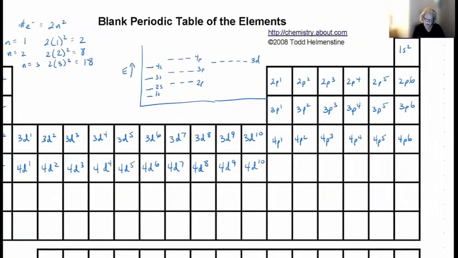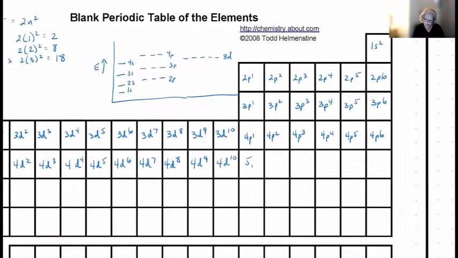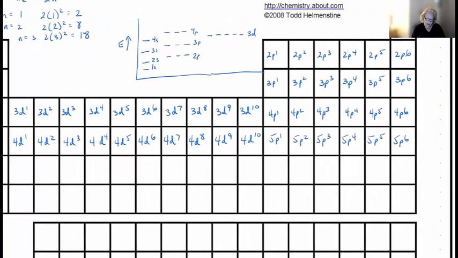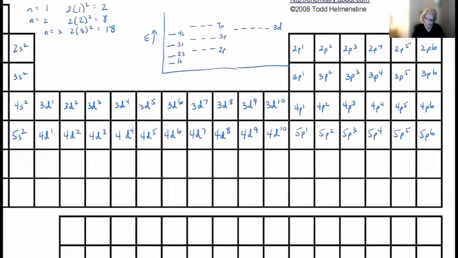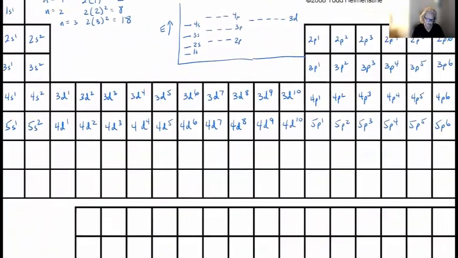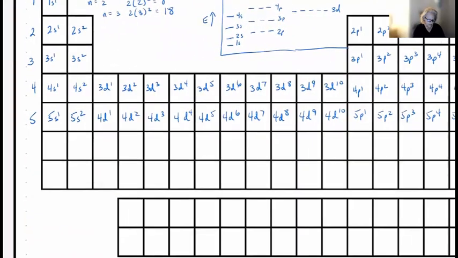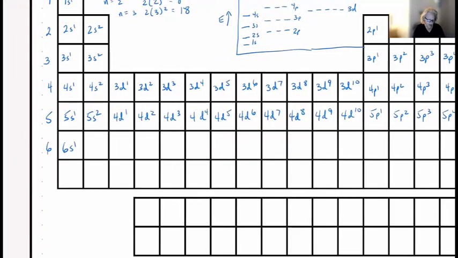And then we'd be back to the 5p's. And then, again, we still haven't filled the 4f's, but guess what? 6s1 and 6s2 are actually lower energy than the 4f's. And where are the 4f's? Well, they're actually down here.